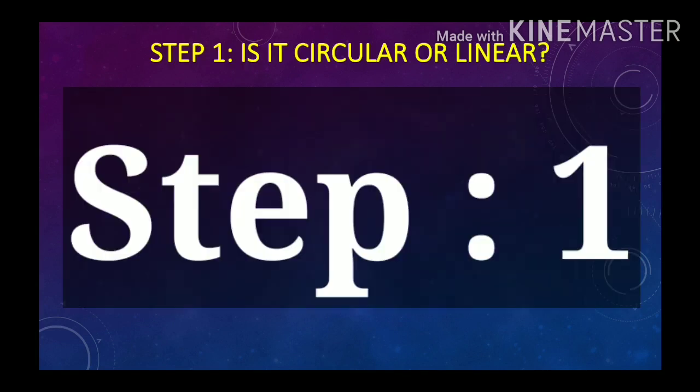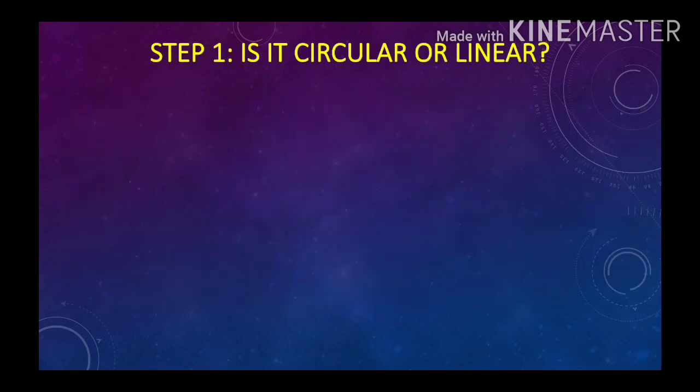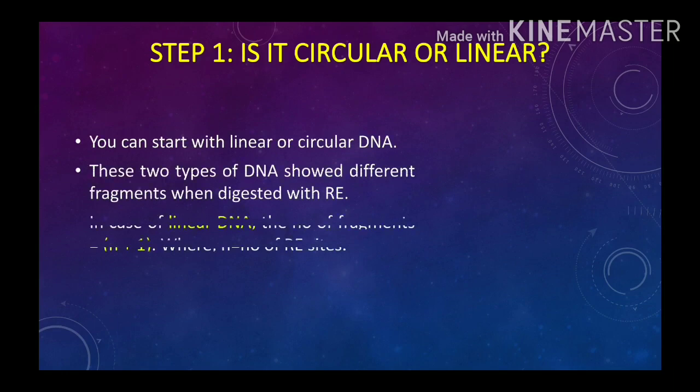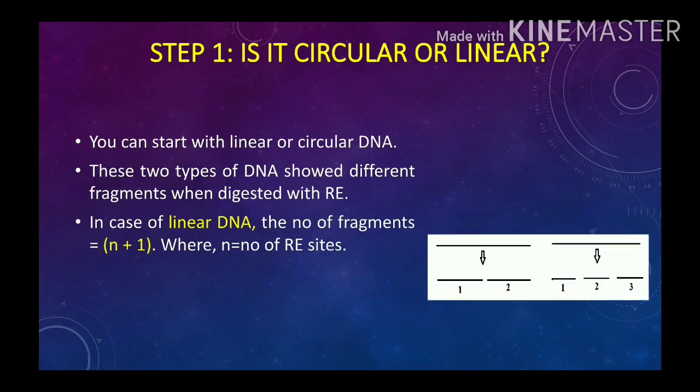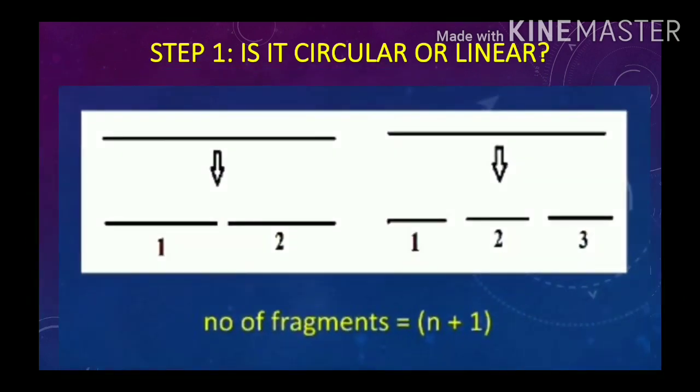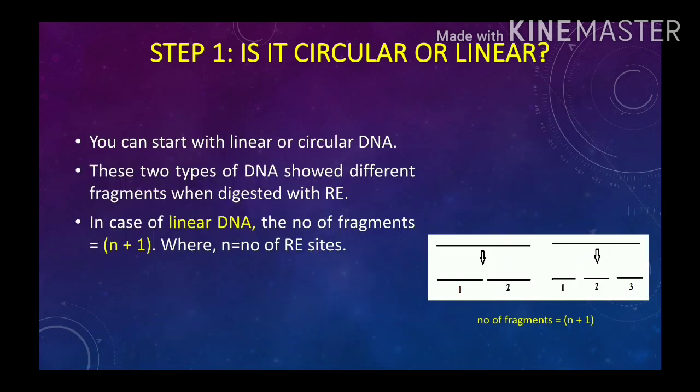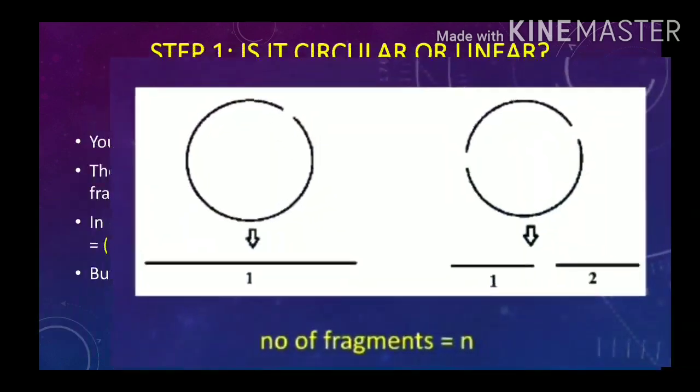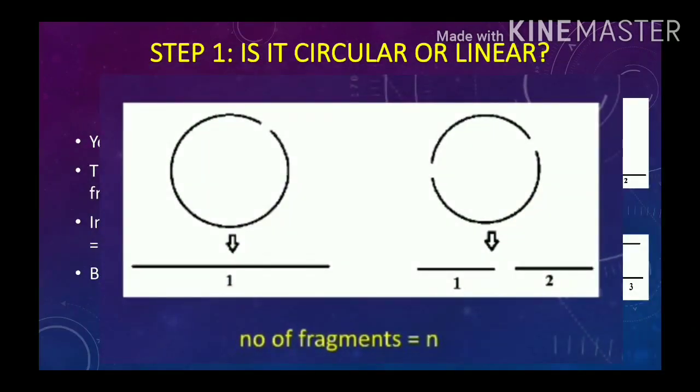Step number 1. Find out whether the DNA is linear or circular. If the DNA is linear, then the number of fragments will be n plus 1, where n is the number of recognition sequences. Here in this picture, a linear DNA contains only one recognition site, so the number of fragments is 2. And in the second case, there are 2 restriction sites, so the number of fragments is 3. But in case of circular DNA, if only one restriction site is there, then the number of fragments will be 1. And if 2 restriction sites are there, then the number of fragments will be 2.